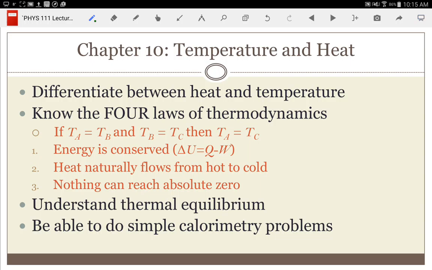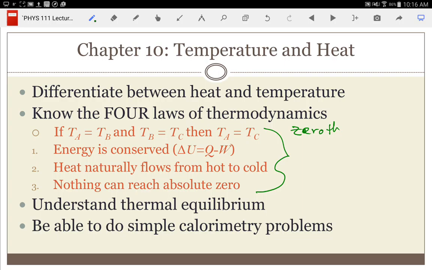Thermodynamics. We had four laws of thermodynamics. The first one is called the zeroth law. Why is it zeroth and not first? Because they came up with it after. It seems extremely obvious. Nobody thought you'd have to make this a law.